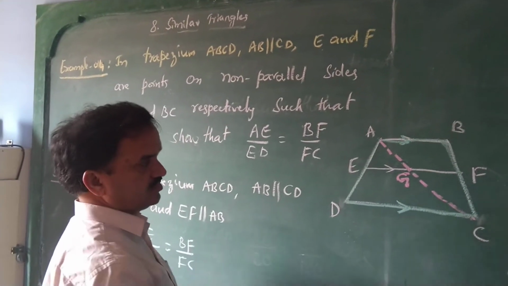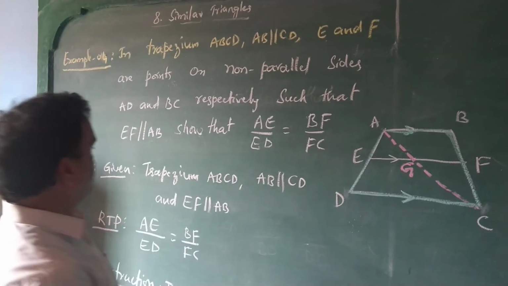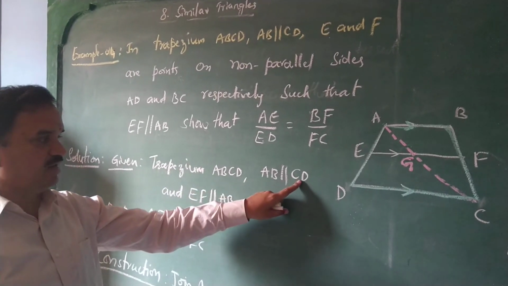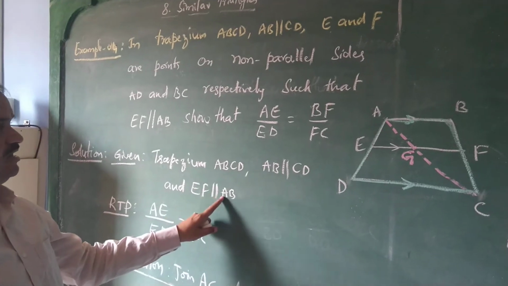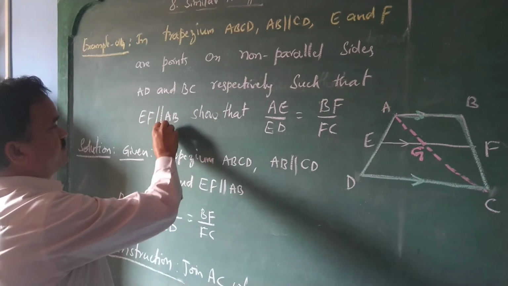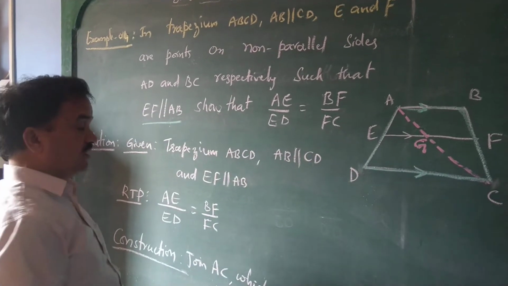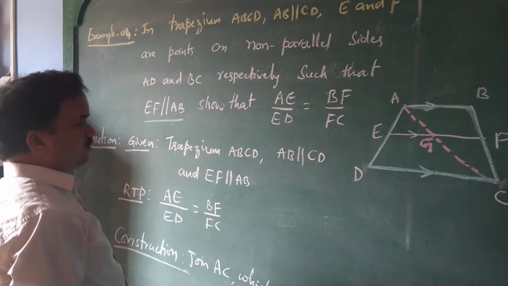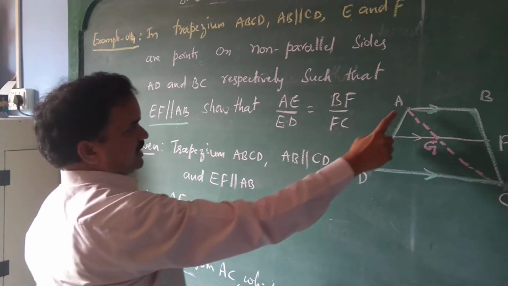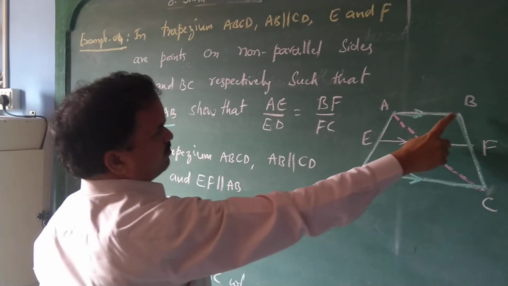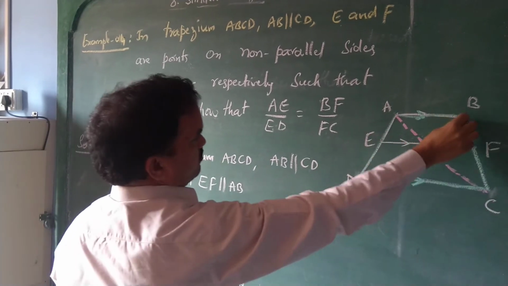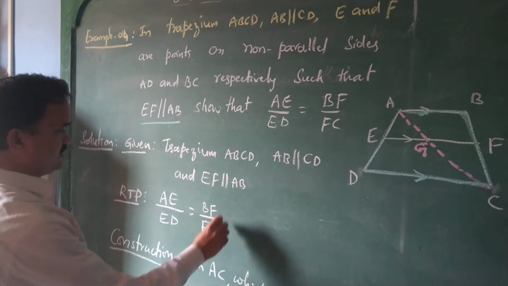You have to show this. Then you see, what is given? Trapezium ABCD, AB is parallel to CD, and EF is parallel to AB, already given. Here RTP, what is to be proved, is AE by ED is equal to BF by FC. You have to show AE by ED is equal to BF by FC.